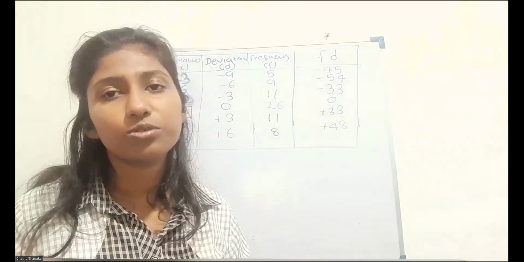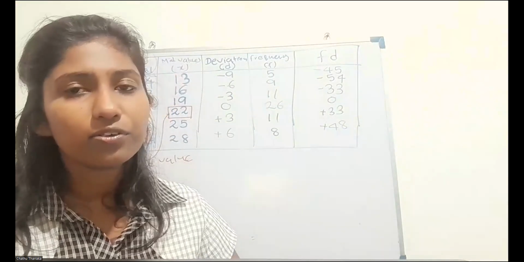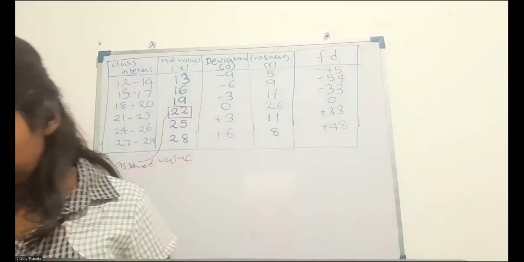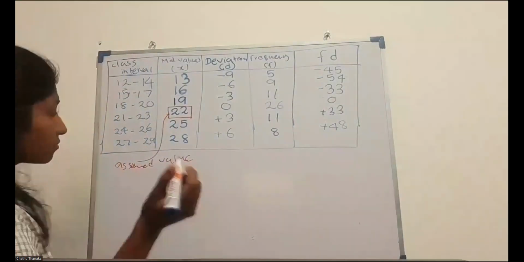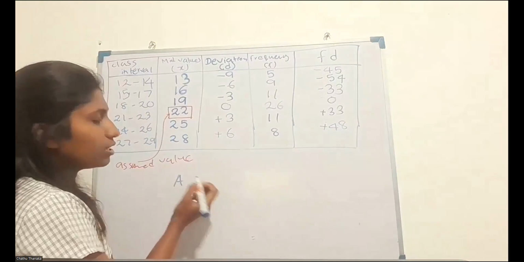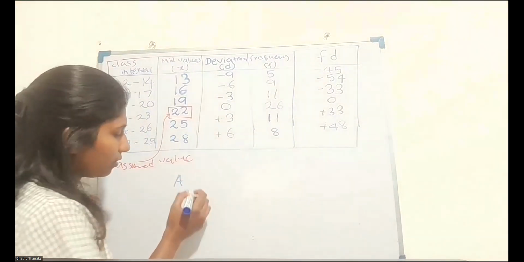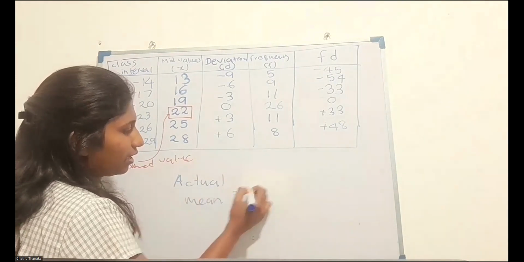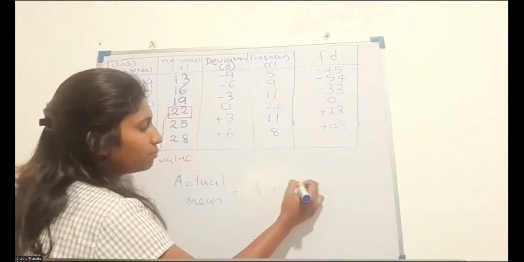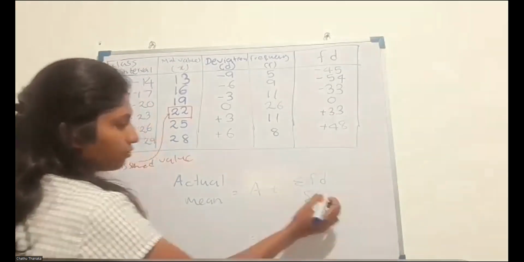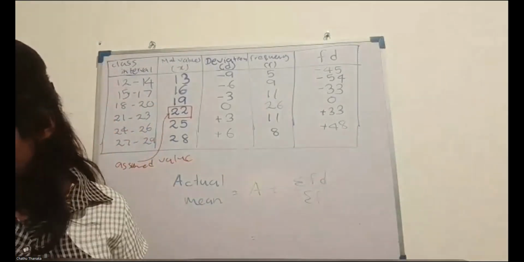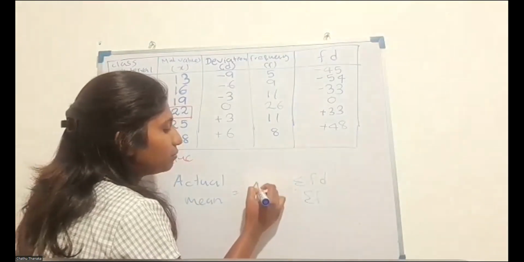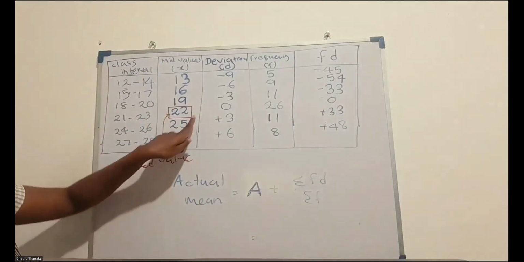Now the next thing you have to do is the final one. You have to find the mean. For finding the mean, there's an equation for that. We know this one as actual mean. Okay, actual mean equals A plus sigma FD over sigma F. The meaning of this equation is actual mean is equals to A. Here the meaning of A is this assumed value.